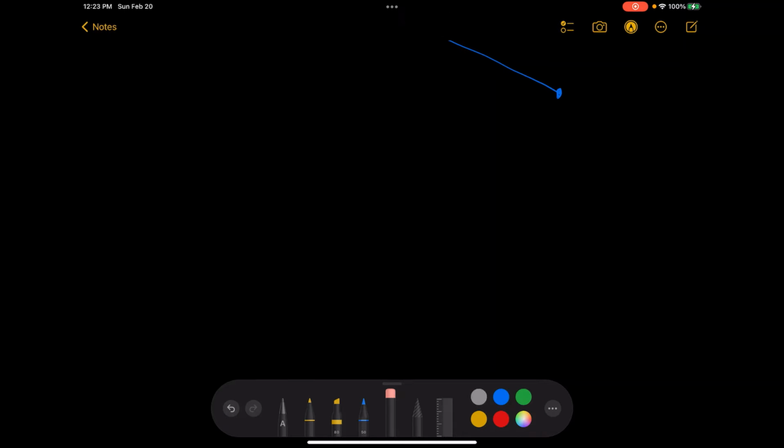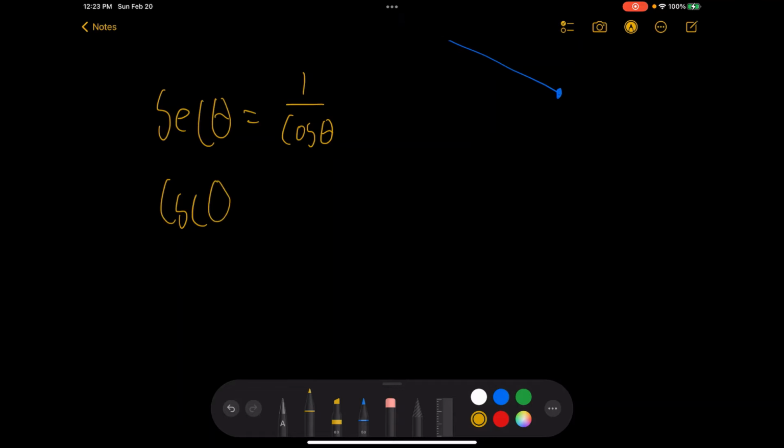If you've taken a calculus class, you've definitely seen these ones. Secant theta is 1 over cosine theta. Cosecant theta is 1 over sine theta. And then cotangent theta is 1 over tan theta.